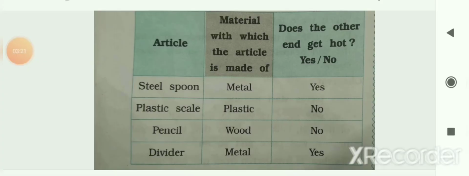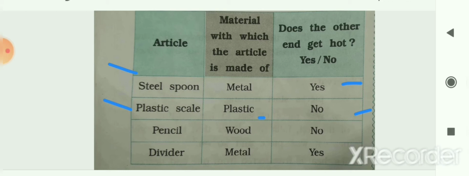So here the observation for different kinds of objects is given to you. First, that we had already seen, steel spoon. It is made up of metal, and if you observe, you can feel that the other end is also hot. The next object is plastic scale. It is made up of plastic, and after some time, you will not feel the other end as hot.